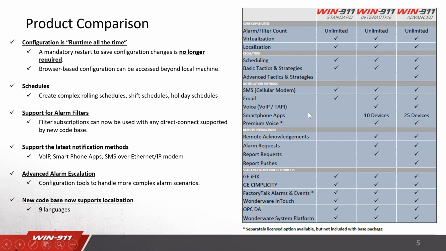On the interactive license, you have access to all of the notifiers, including SMS, email, voice, and smartphone. These are all available on the interactive. Finally, in the advanced license, we have access to advanced tactics and strategies. This is something where you sketch up on a whiteboard, call this person, or notify this person, and so on down the list. It's an advanced method of calling out, and I'll show a demo of how you do this. In the advanced, if you're using the smartphone, you can now have up to 25 smartphone app users. Also with the advanced, you can push reports out if an alarm event happens.